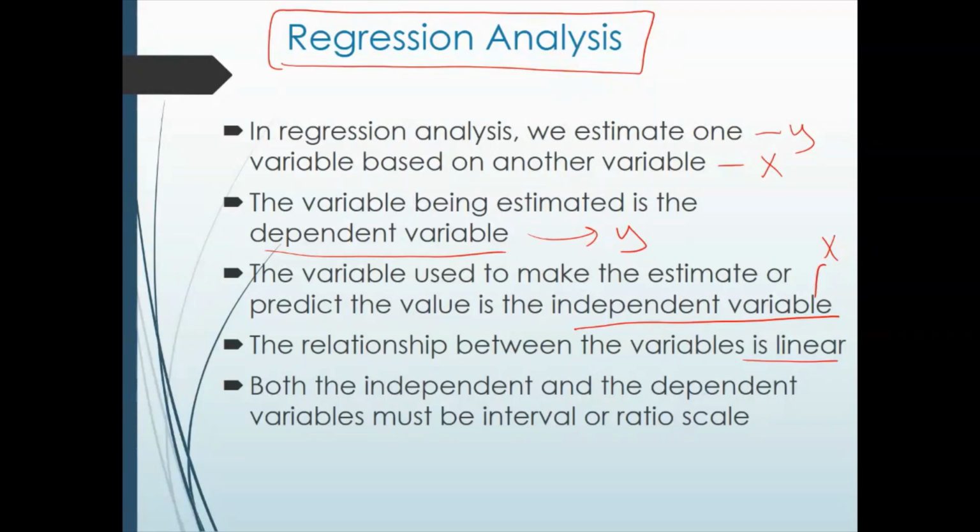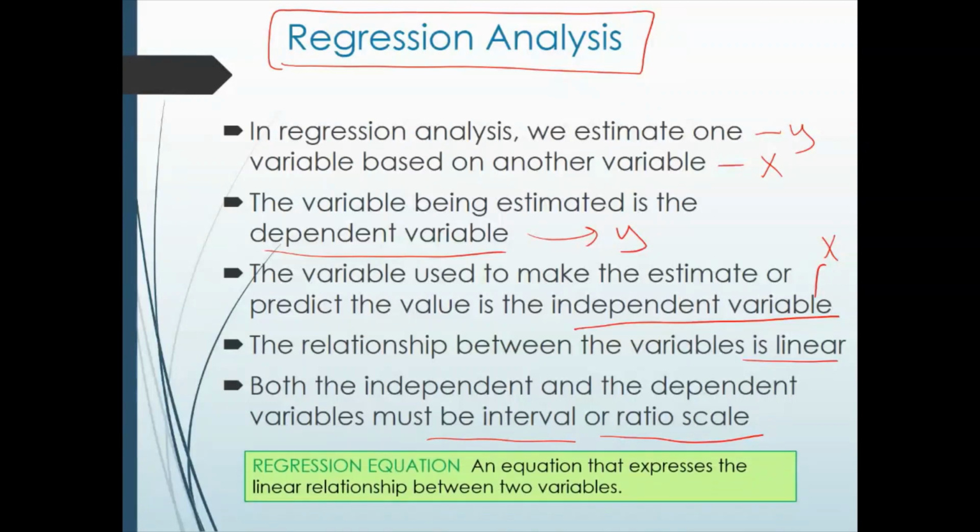Independent variables must be interval or ratio scale. The scatter diagram does that for you. The regression equation is an equation that expresses the linear relationship between two variables x and y. So this is the same thing that we get with the equation of the line.